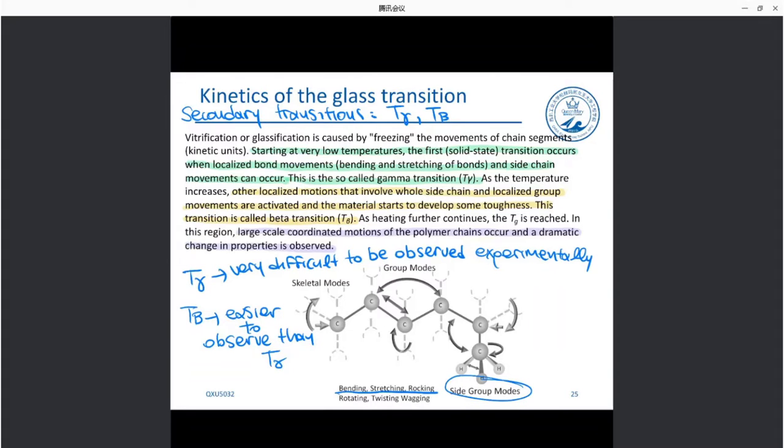And finally, as we said, with more thermal energy, we pass through the glass temperature and we observe the glass transition, which is a very intense transition. We have large-scale coordinated motions, a change in the position of the chains, and passing from a glassy state to a rubbery state or an elastomeric state. Okay. We will finish here for the day.